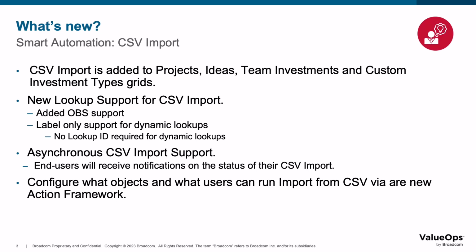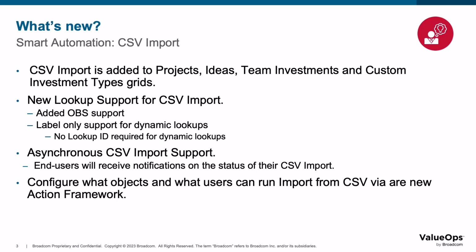Previously you had to have the label and the ID in order to import values for CSV import. Now you only need the label for dynamic lookups, because some of the feedback we've got is that if it's not part of the CSV export, that ID was hard to determine for the value you're looking for. So just having the label, you're able to import values for dynamic lookups.